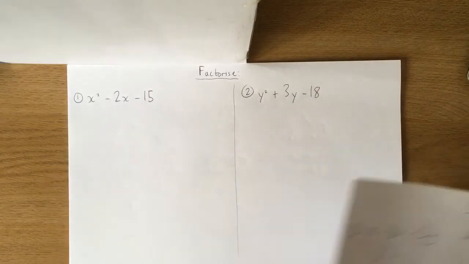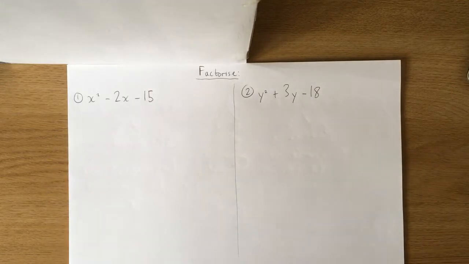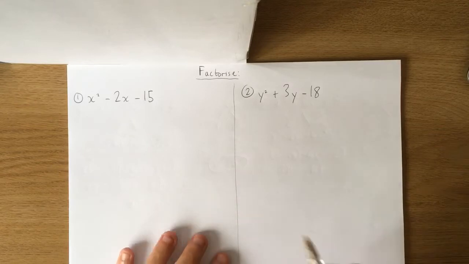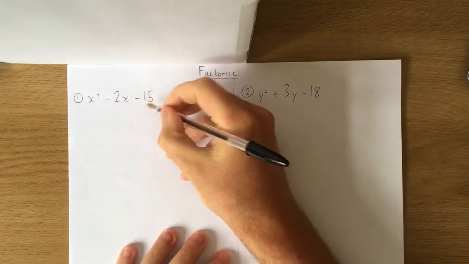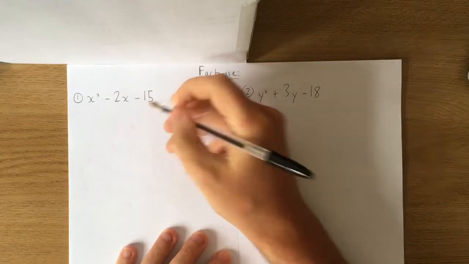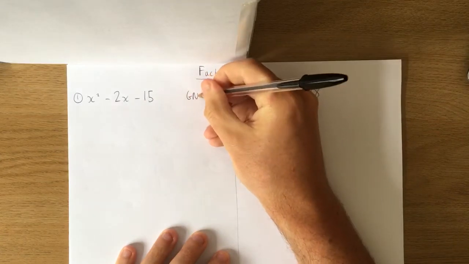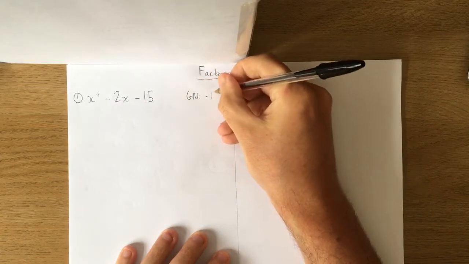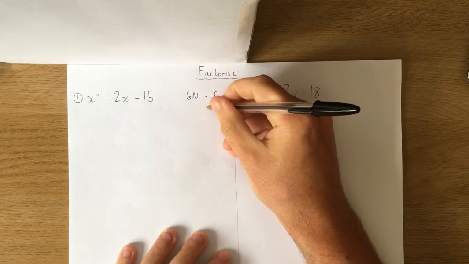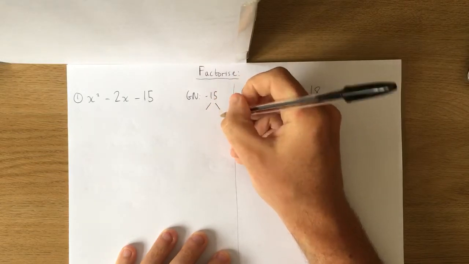The ones I'm doing today, my guide number is negative, and it just gives me an extra decision to make when I'm choosing my pair of factors. But I start them like I've started all the others by picking out my guide number. So guide number is minus 15 here. But don't worry about the minus for now, just write down the factors of 15.